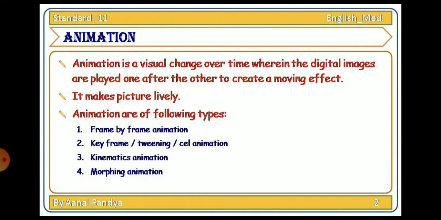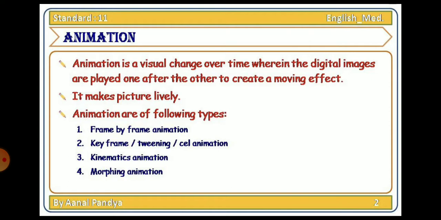Nowadays we all use photo editor software to make photo videos, so you know that after some time we put in another picture, and it makes a lively effect and a moving effect, so it becomes like an animation. We can say that it is also one type of animation or moving effect, so it will look lively. So animation is the visual change over time where digital images are displayed one after the other.